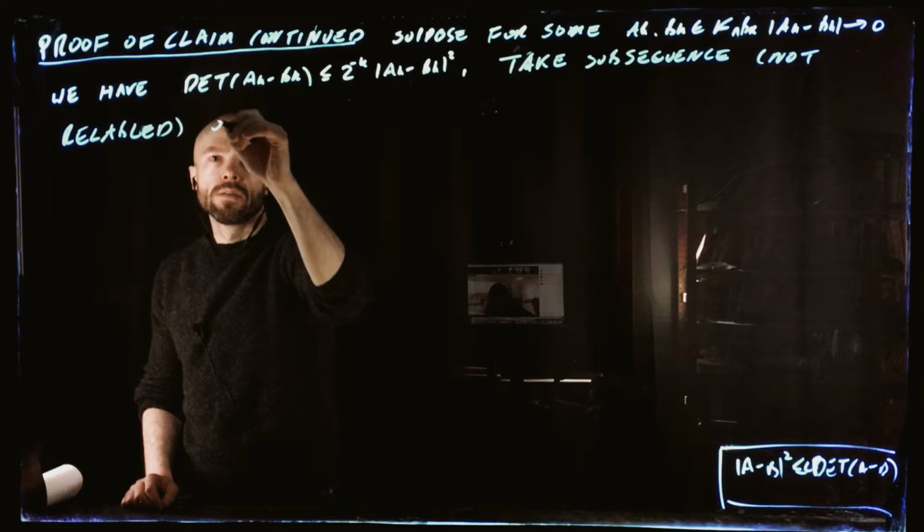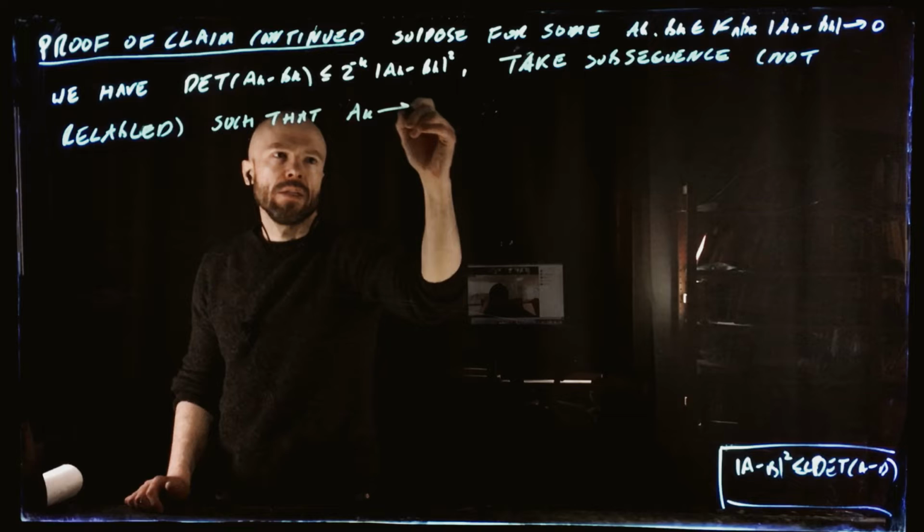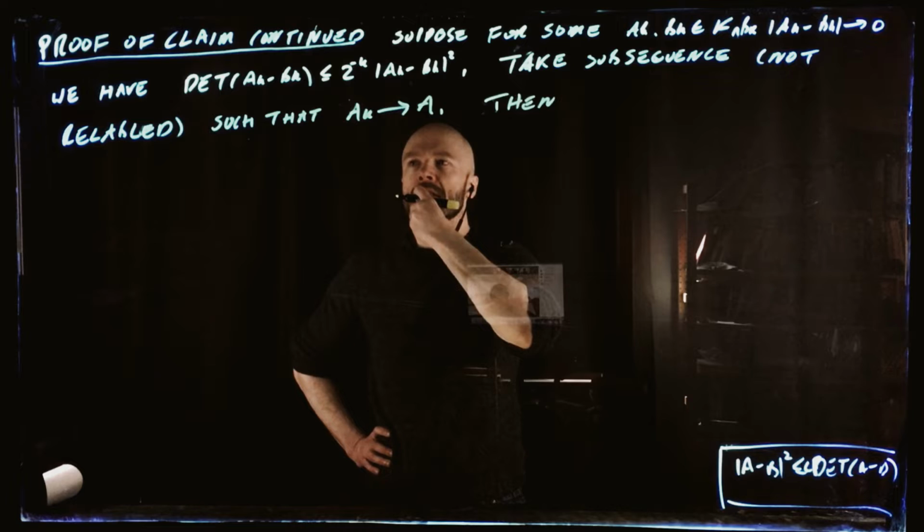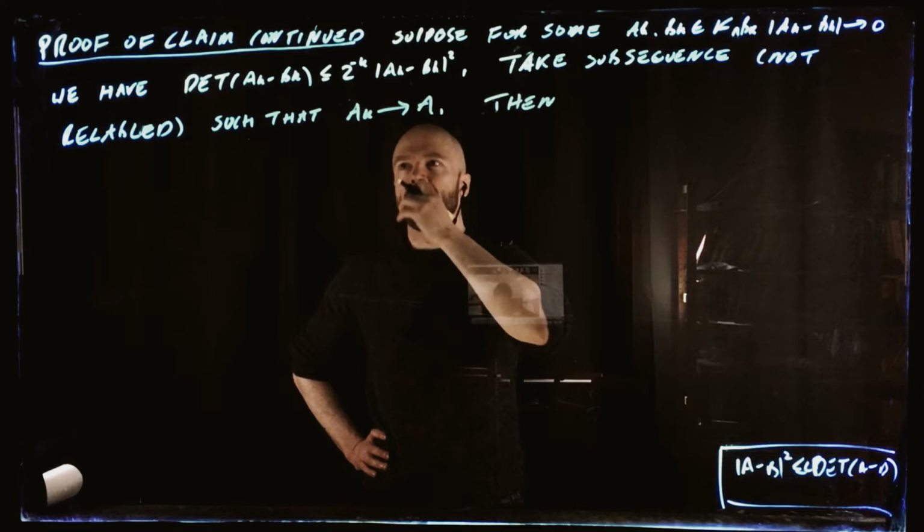Such that AK tends towards some limiting A, right? Then, by continuity, what we're going to have is that this will be false, or it'll be false that the tangent space at A will have no rank one connections. So let's see it this way.